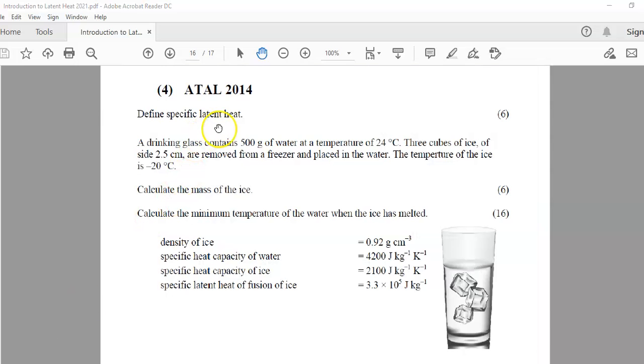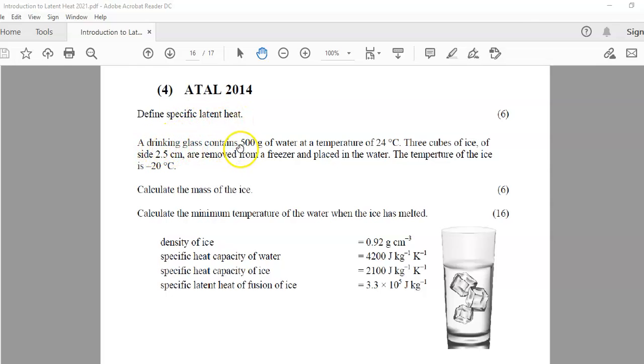Now this fifth question, which curiously I've labeled number 4, from the honours paper of 2014, I found actually quite challenging. Not the physics of it, but the actual arithmetic, the numbers turned out to be quite big. So we'll just have a quick look at this question. Define specific latent heat. Definition, easy enough.